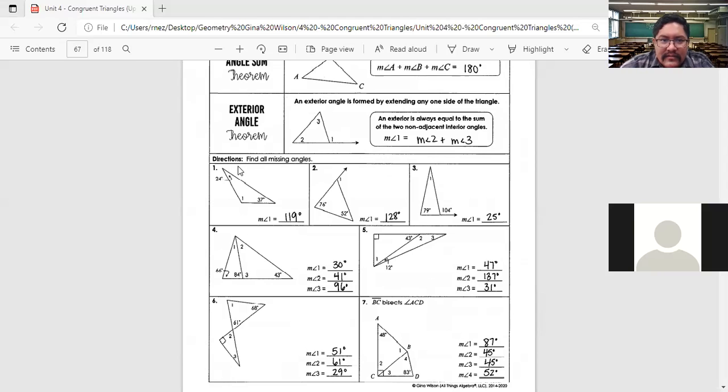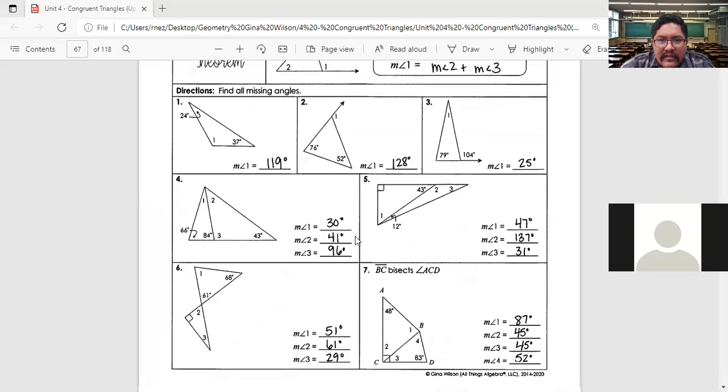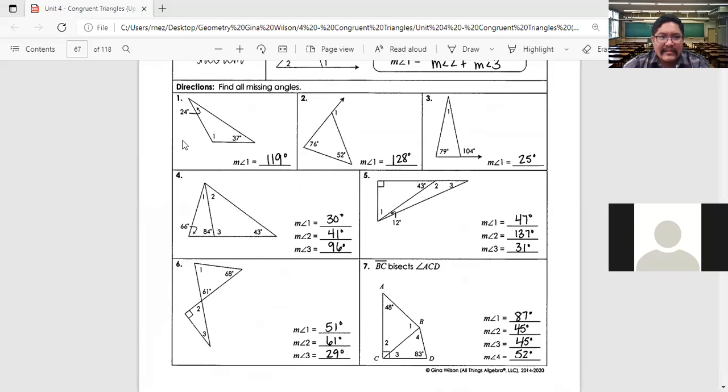So directions are to find all missing angles. So it looks like here we're missing this one here. Oh, okay, so it gives us some of them that are missing, some of them that are there. So it looks like we're going to start off a little bit easy. I'm going to maybe move in a little closer. There we go. That way we can see a little bit more. And I know some people might be on their phones or some other small device in order to get the lesson here. So, okay, so we know that this is 37.